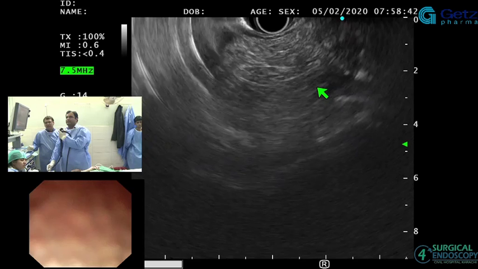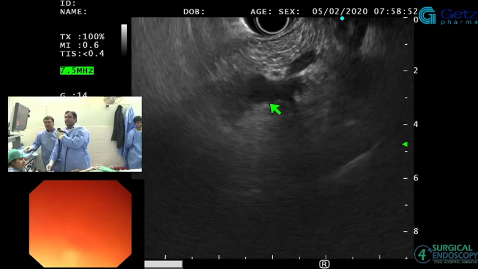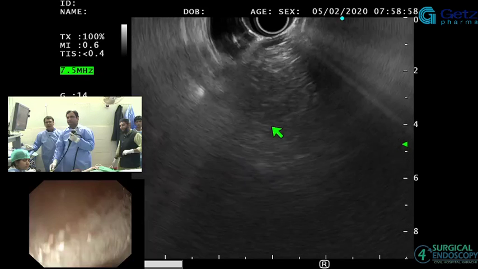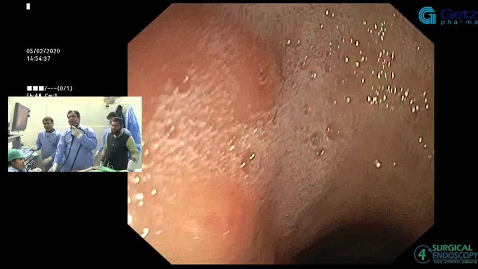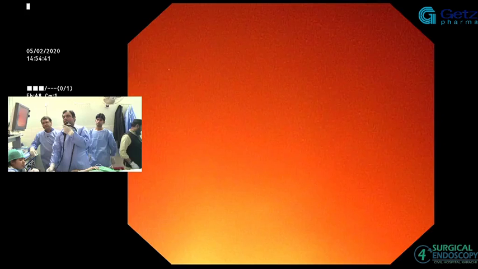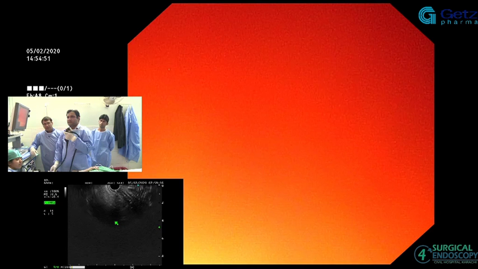Okay, let's go to the duodenal bulb now. And before we go there, we're going to take an endoscopic look first. Good. Deflate your balloon, please. Okay. All the way. Okay, good. Inflate now the lumen. Good. Okay, keep going.